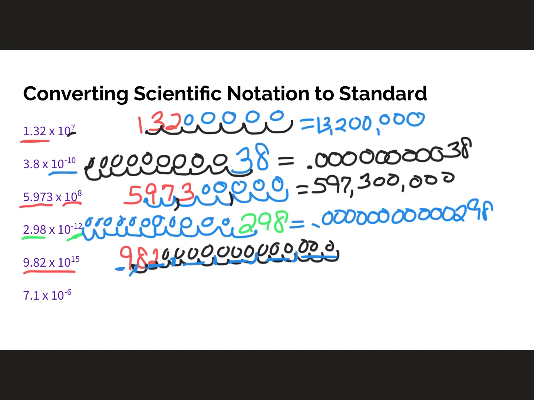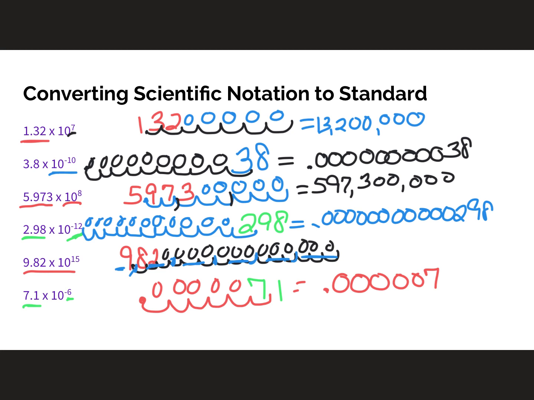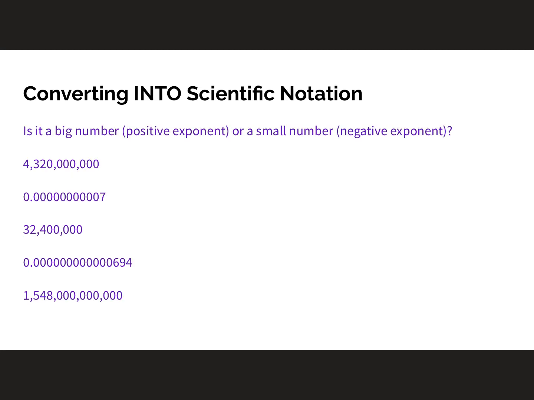Okay. And this last one. I've got 7.1. I've got a negative exponent here. So I'm going to put the 7, the 1 here. I'm going to move this over 6 times. 1, 2, 3, 4, 5, 6. I'm adding 5 zeros. So I get 0.00000071. Not too bad. Okay, big things. Again, negative exponents are little numbers. Positive exponents are big numbers.